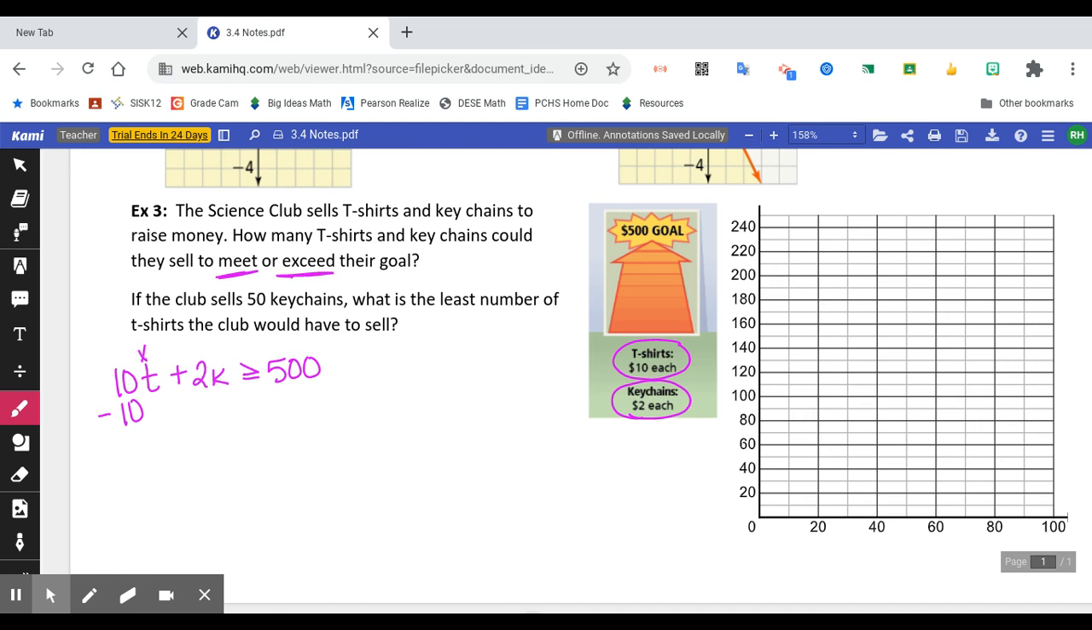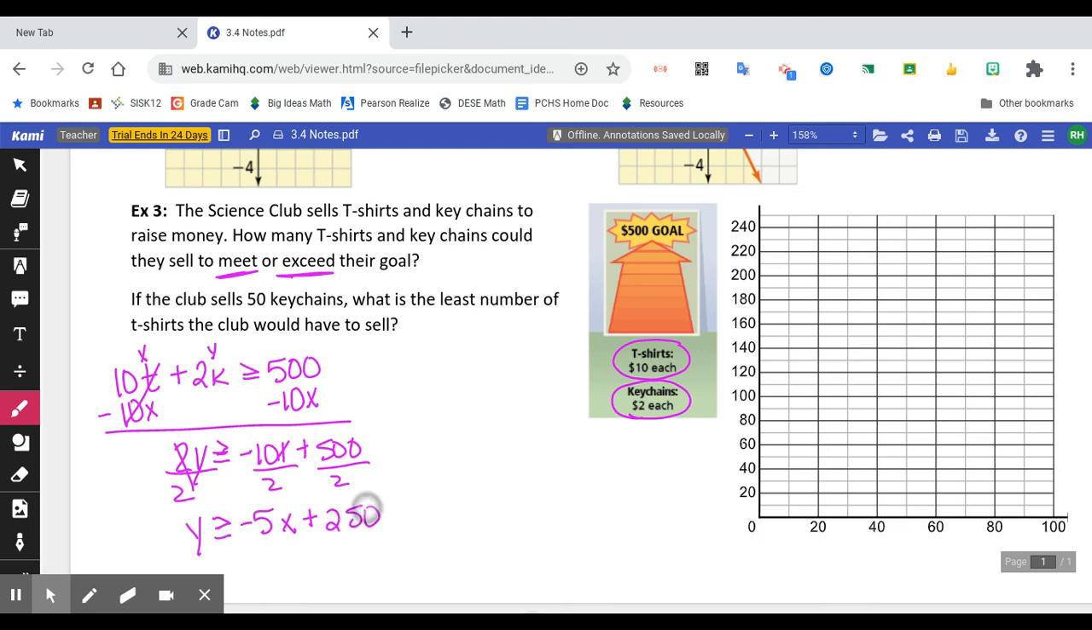So this is an X and this is a Y, you guys. So subtract my 10X. If it makes it easier for you, we'll make them X's and Y's. I have 2Y is greater than or equal to negative 10X plus 500. Divide by 2. And Y is greater than or equal to negative 5X plus 250. Okay, so there's your inequality.